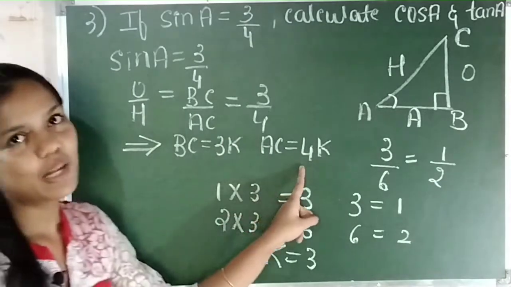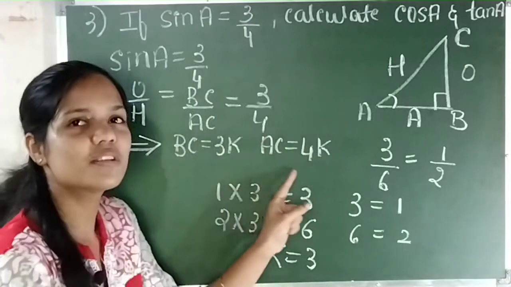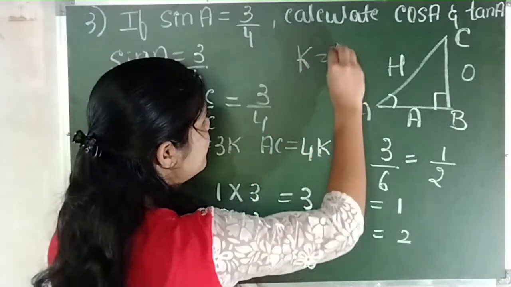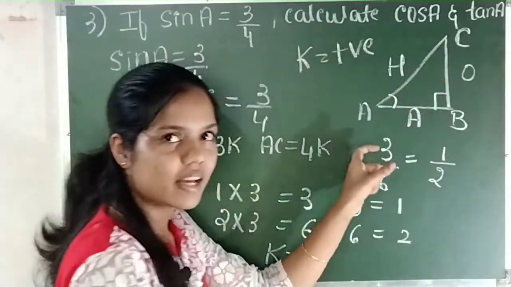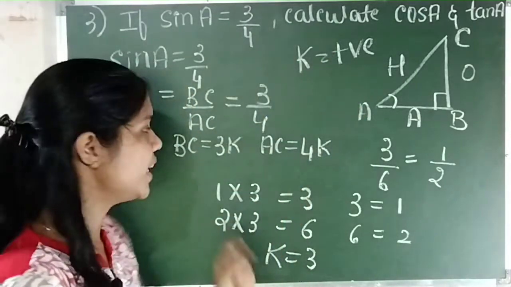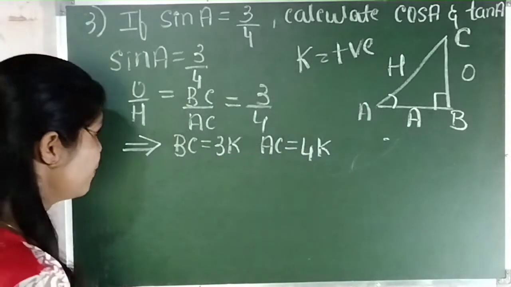But we don't know the value of K here, so just write one constant. Let us take that constant to be K. And K is always positive here, because the length of a triangle side can never be negative. So K is always a positive integer. So BC is equal to 3K and AC is equal to 4K.